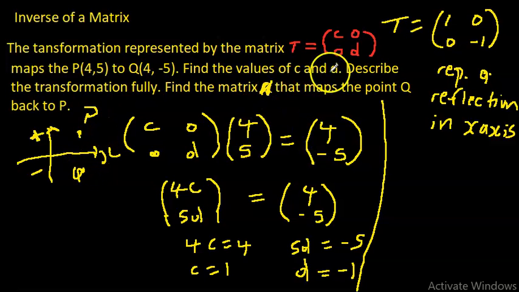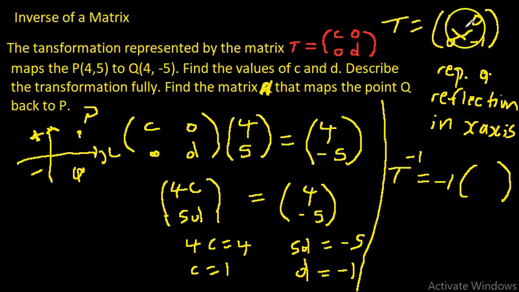But anyway, we can always use the inverse to prove that. T maps P to Q, so which matrix will do the reverse? The inverse matrix does the opposite. So let's find the inverse of this matrix T. It's 1 over the determinant. What's the determinant? We cross multiply and subtract. The determinant is minus 1, so 1 over minus 1 is minus 1.